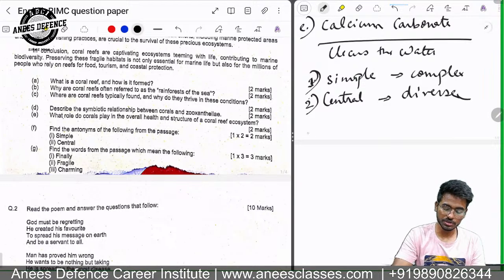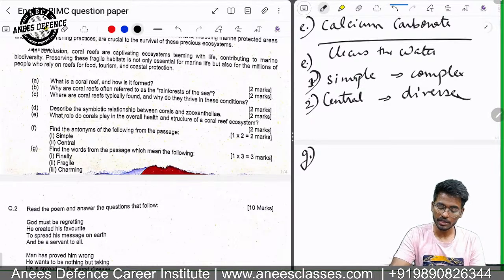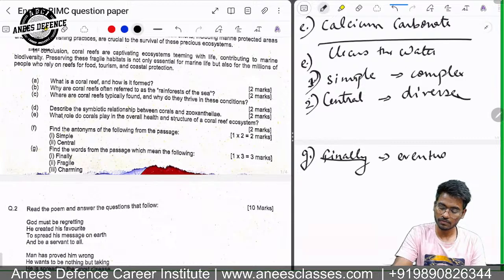We'll see the next question, that is the G part. This was the E part. Let's see the G part. The G part is nothing but they are asking for the synonyms. Okay, means the similar meaning words. Finally. What is the similar of finally? It is nothing but eventual.